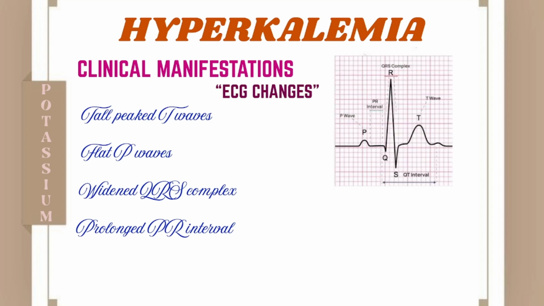This is a normal ECG pattern. We can see the P wave, the QRS complex, the normal T wave, PR interval, QT interval. This is the normal ECG. And this is the ECG in case of hyperkalemia. As we can see, the P wave is flat, the T wave is tall and peaked. So here we can see the changes in the ECGs. In hyperkalemia, there is a flat P wave and tall peaked T wave. Also, the QRS complex may be wide in some cases, and the PR interval is prolonged.